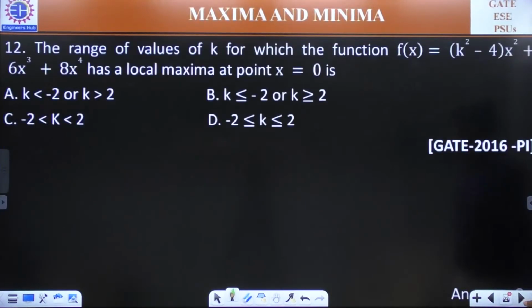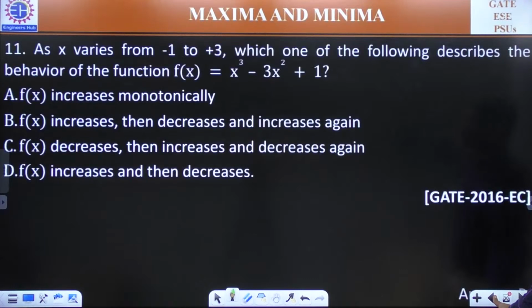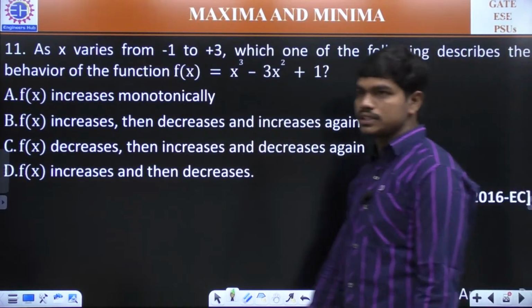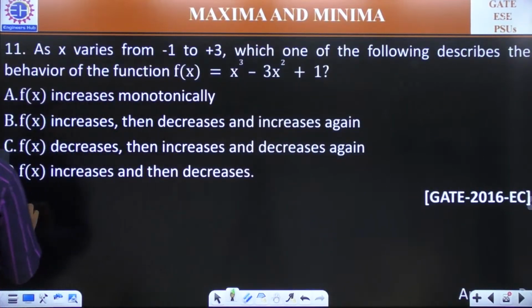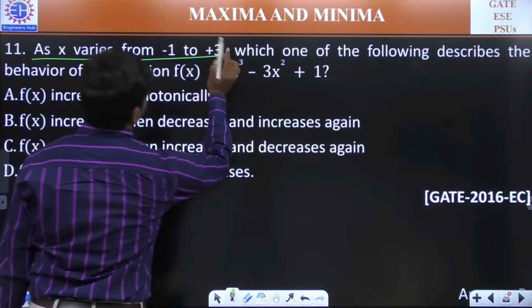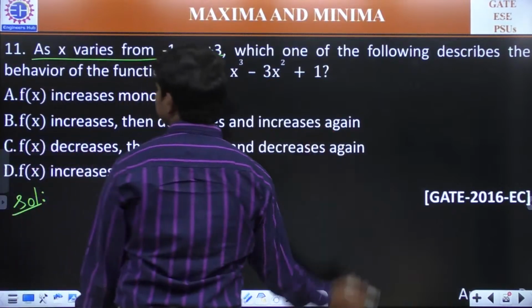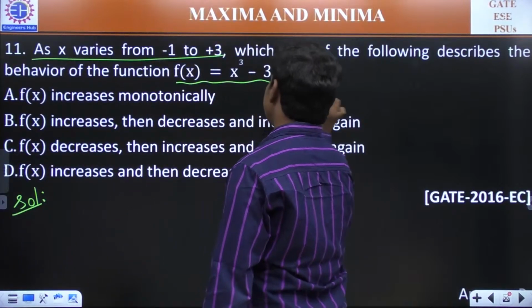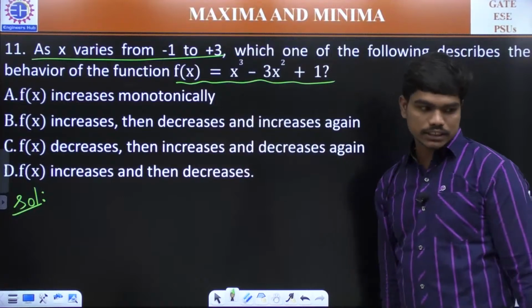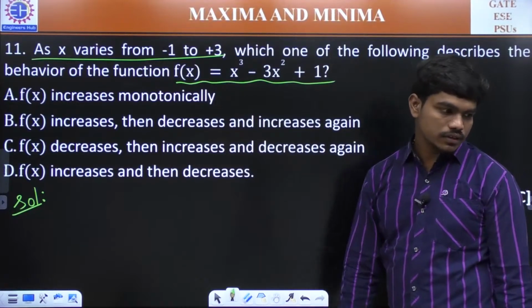So can I go ahead? Sorry. Yeah, this is the question. So please try to solve this. As x varies from -1 to 3, which one of the following describes the behavior of the function f of x is equal to x cube minus 3x square plus 1? This is also some good question.